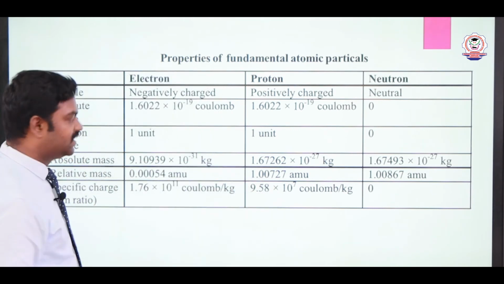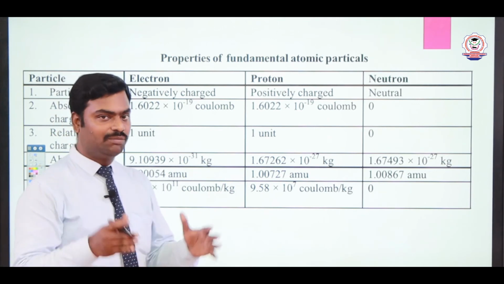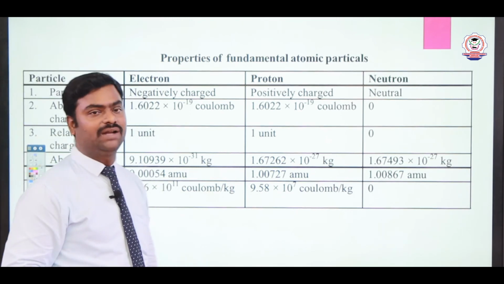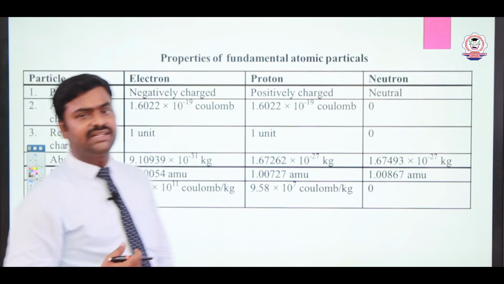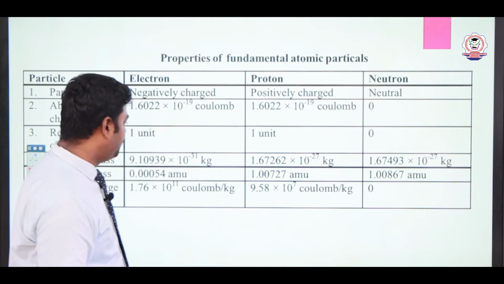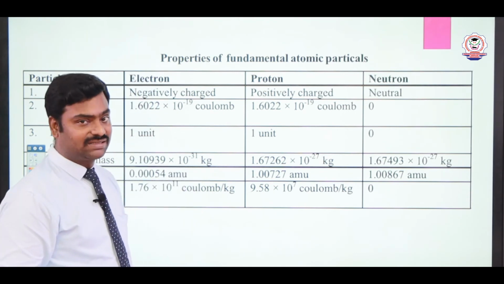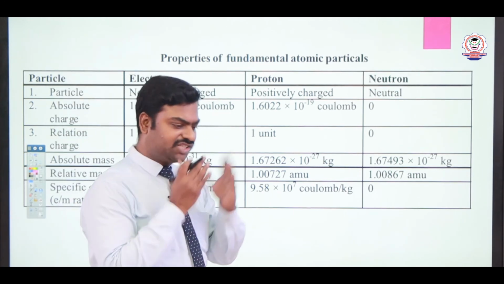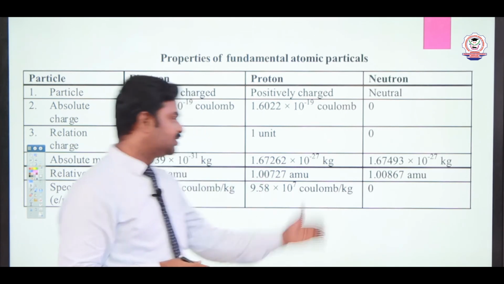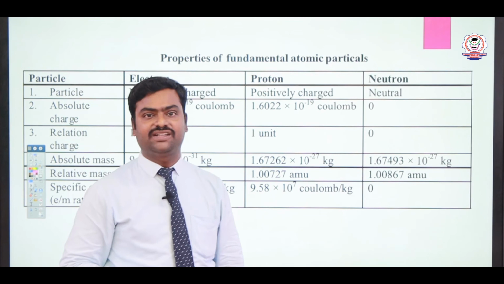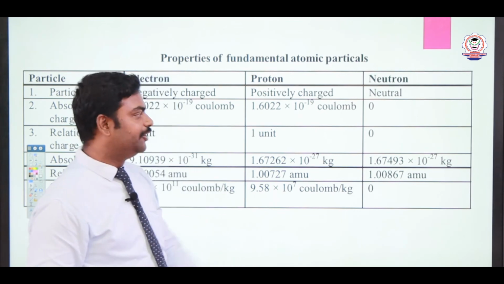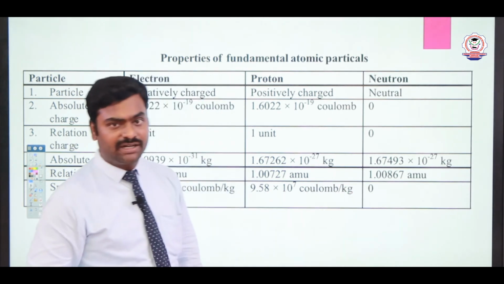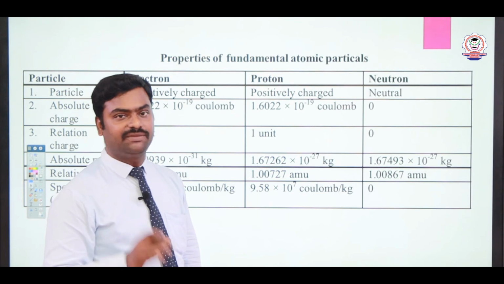Next, absolute mass of electron, which was found by Millikan's experiment, that is 9.11 × 10^-31 kilogram, or else you can convert it into gram also, that is 9.11 × 10^-28 gram. Next, proton mass. This is way higher than the electron, that is 1.67262 × 10^-27 kilogram. Whereas the neutron carries a little bit more than the proton mass, that is 1.6749 × 10^-27 kilogram.